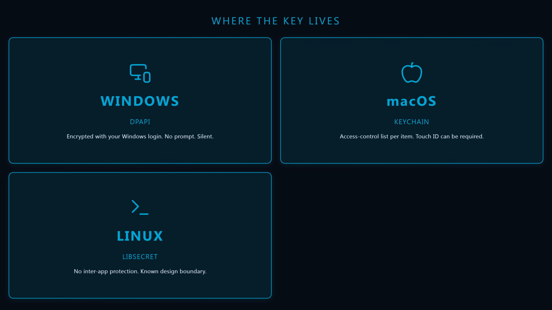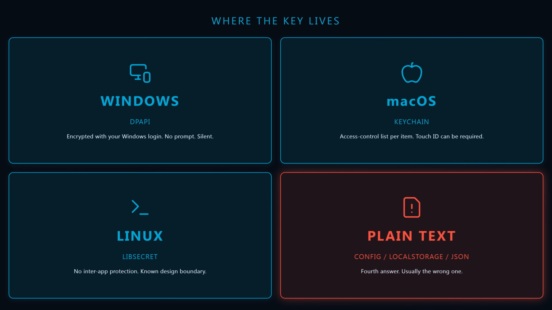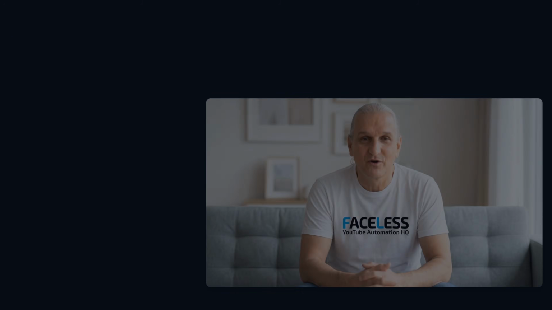The architectural footnote: any application running as your user can read any other application's secrets. There is no inter-app protection on Linux. It is a known design boundary. As of May 2026, if a tool stores the key as plain text, in a config file, in local storage, in a JSON next to the executable, that is a 4th answer, usually the wrong one.